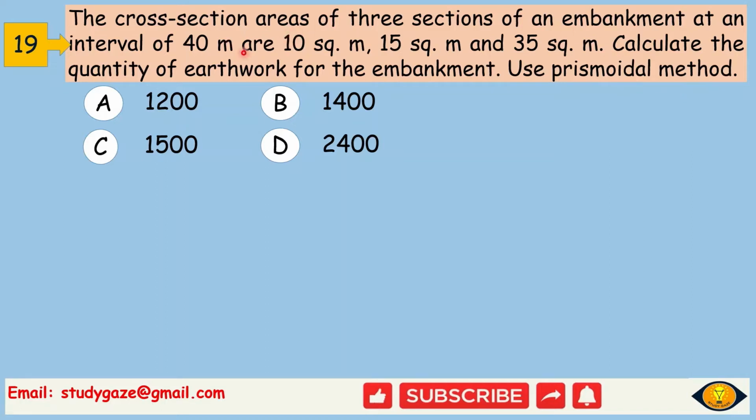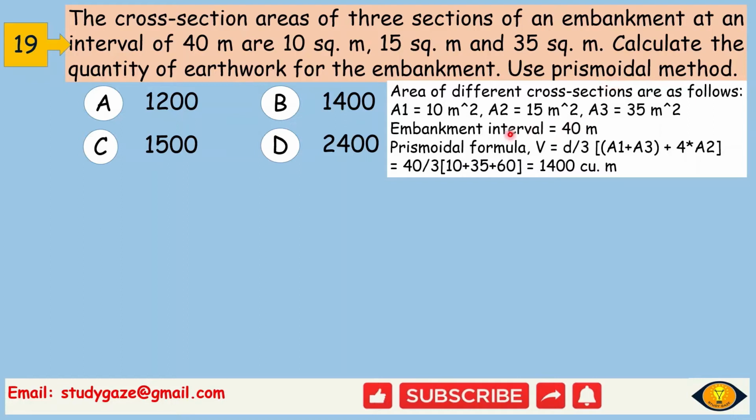So they have given the 40 meter interval. There are 3 sections of area given: 10 square meter, 15 square meter and 35 square meter. They ask you the quantity, or you can say the volume of the earthwork by using prismoidal method. So what is the prismoidal method formula? That is V equal to D by 3 into first area plus last area plus 4 into intermediate area.